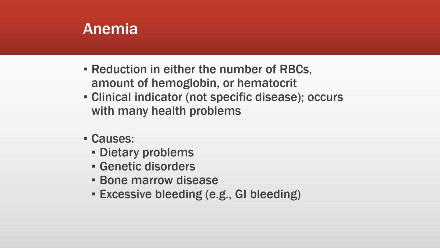Is anemia. And so when we hear that we have a patient that came in with anemia, it's not a diagnosis. It is an indicator. It's a symptom of an underlying disease. So anemia is low red blood cells, low hemoglobin, low hematocrit. And so there is an impairment of the body's ability for gas exchange.